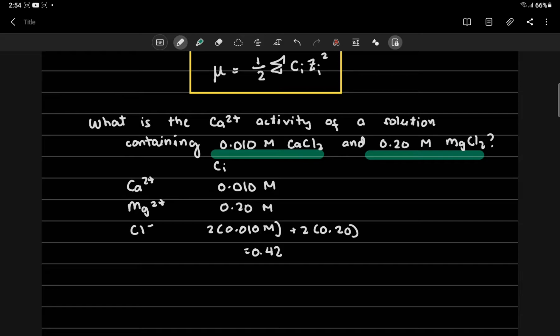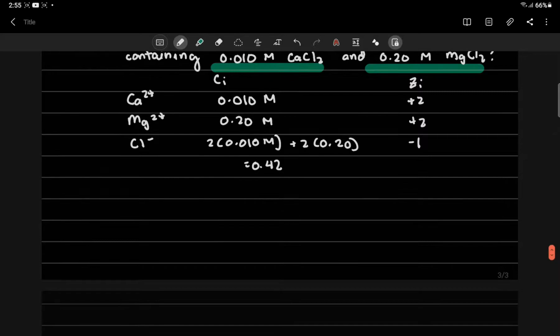And next, we want to determine as well yung charge ng species. So, for calcium ion, it's positive 2, right? Titignan mo lang yung charge. For magnesium, it's also positive 2. And for chloride, it's minus 1. So, because mayroon na tayo nitong mga information na to, we can already calculate for the ionic strength of the solution. So, that's 1/2 summation of Ci Zi squared.